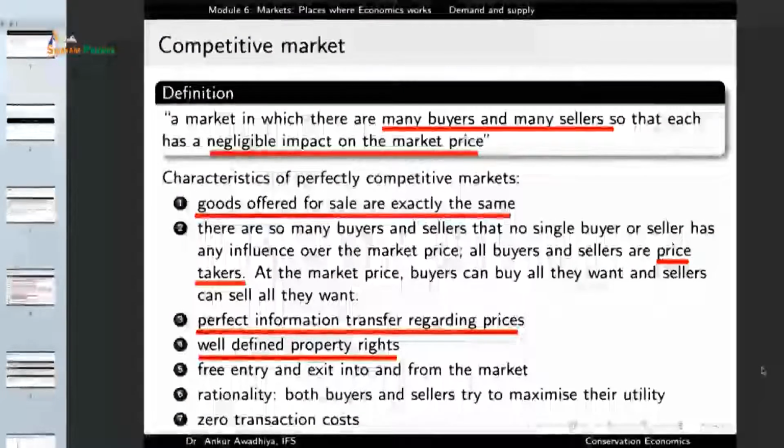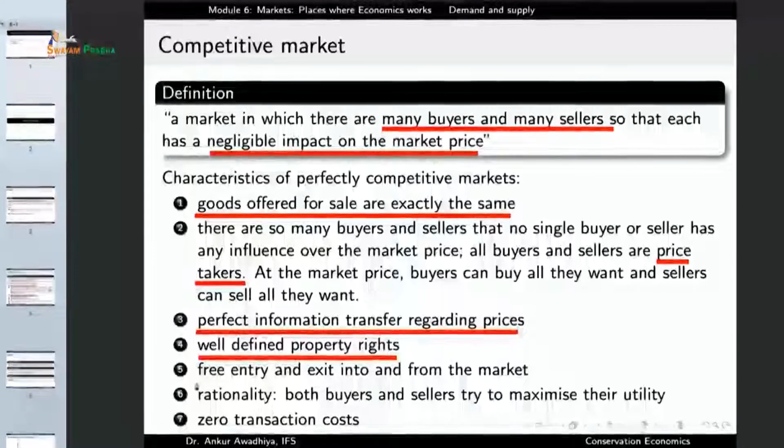Similarly, if there is a buyer, he should have confidence that there are property rights and his property rights are going to be respected. So, the working of the market requires well defined property rights, and this is a characteristic of a perfectly competitive market.